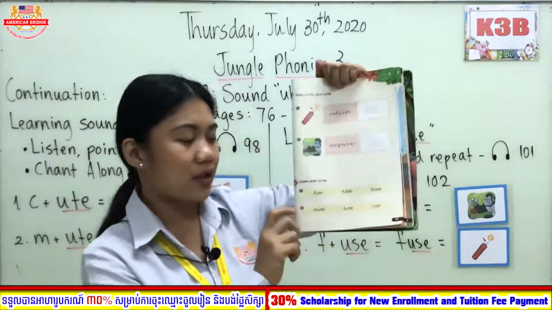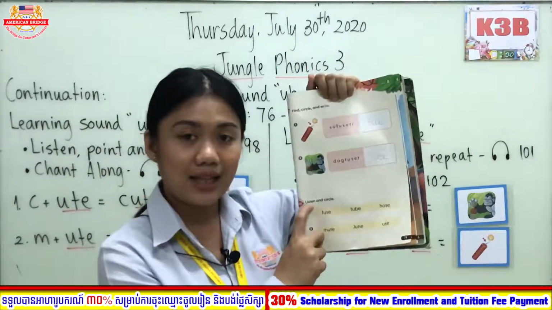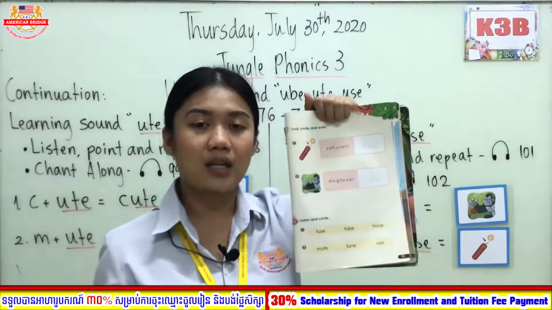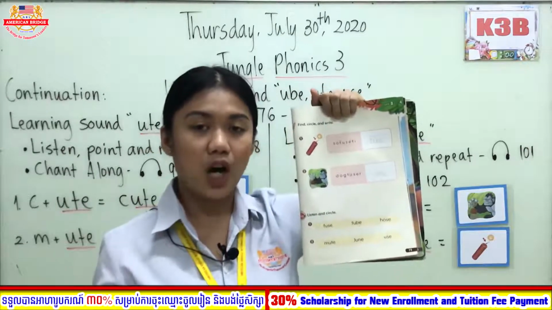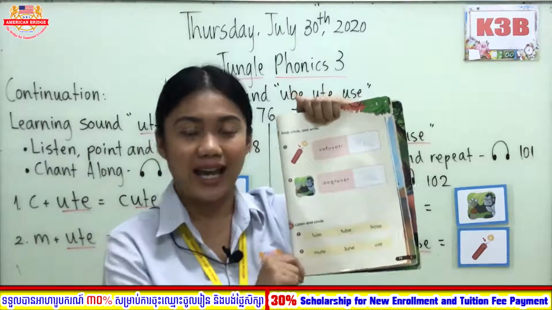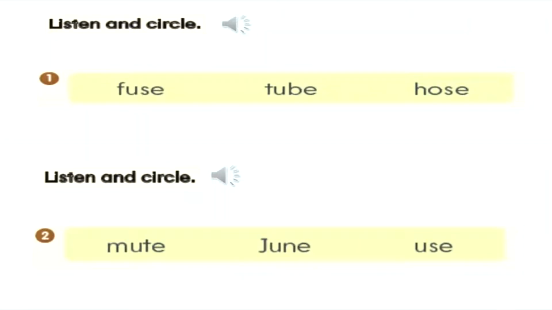Next, for our third and final exercise is listen and circle. So teacher will give you the audio listening and circle the correct word. Okay, class? Track 103. Listen and circle.